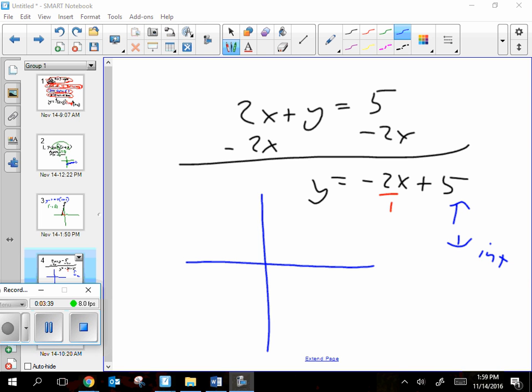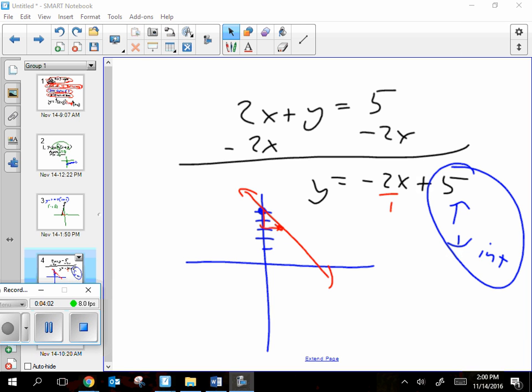All right, so we're going to go up 5. And that's where you start, because that's the y-intercept. And the slope is down 2 and over 1. This one should have looked roughly like that. That's B.